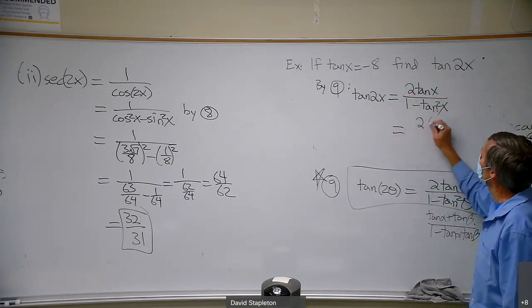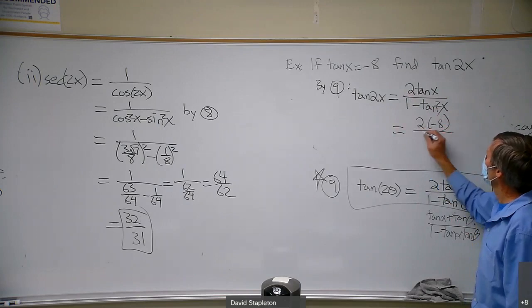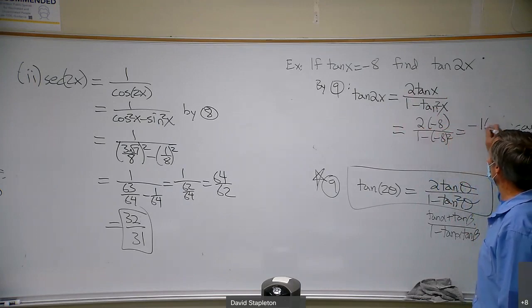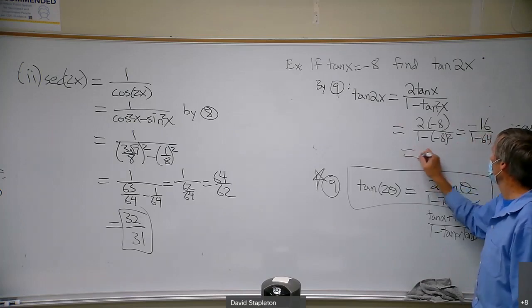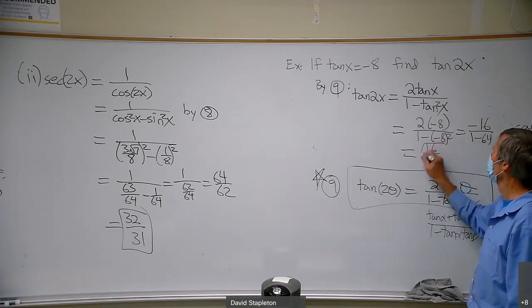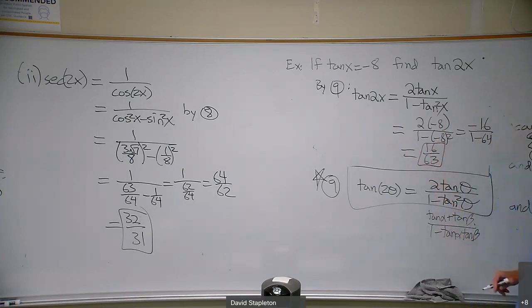So it's twice minus 8 over 1 minus 8 squared. Minus 16 over 1 minus 64. Minus 16 over minus 63 becomes 16 over 63. There's that one. So in some of these, you don't even need the quadrant.